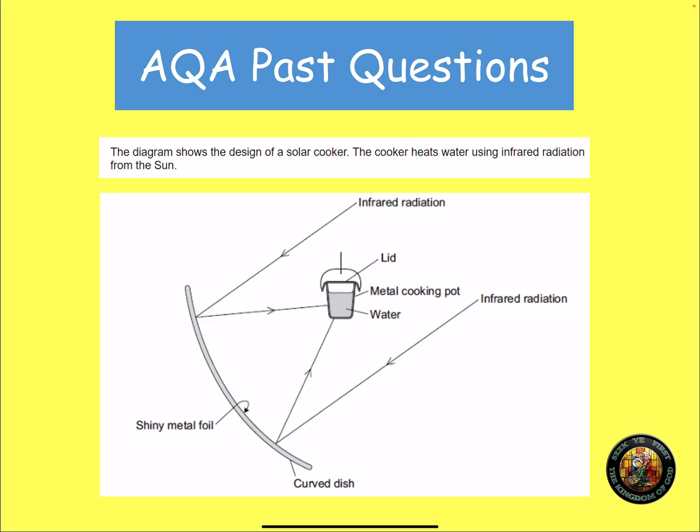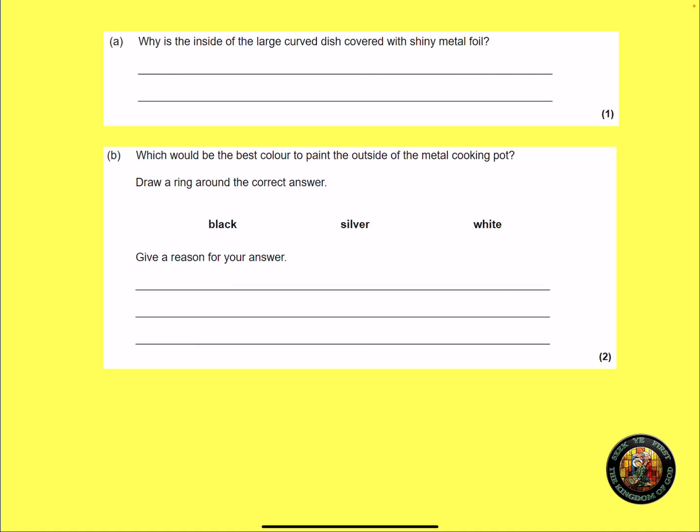Moving on. Here's some past questions for you to have a go. The diagram shows the design of a solar cooker. The cooker heats water using infrared radiation from the sun. So you can see that. Pause the video and have a go at these 2 questions.